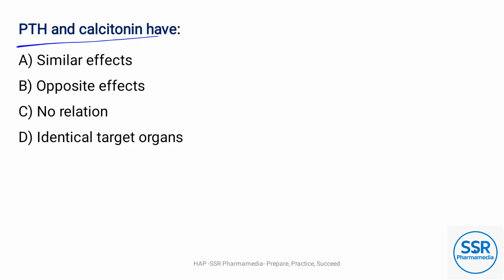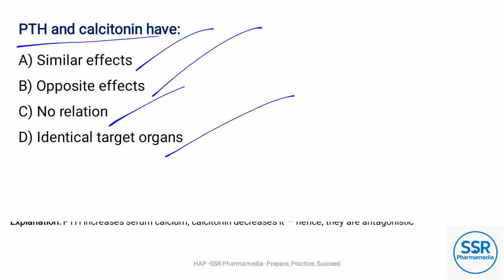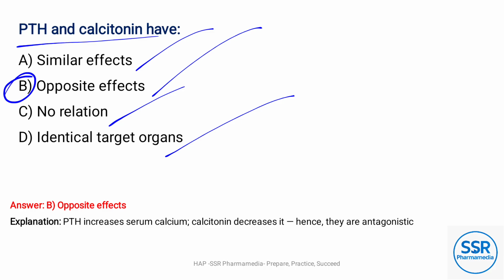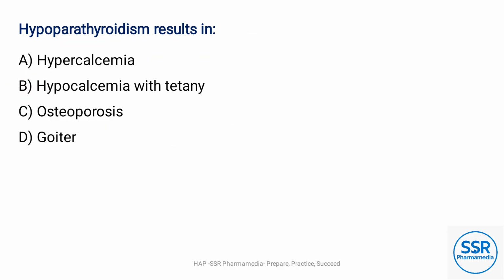Parathyroid hormone and calcitonin have option A similar effect, option B opposite effect, option C no relation, option D identical target organs. So the answer is option B, opposite effect. Parathyroid hormone increases serum calcium, calcitonin decreases serum calcium. Hence they are antagonistic.